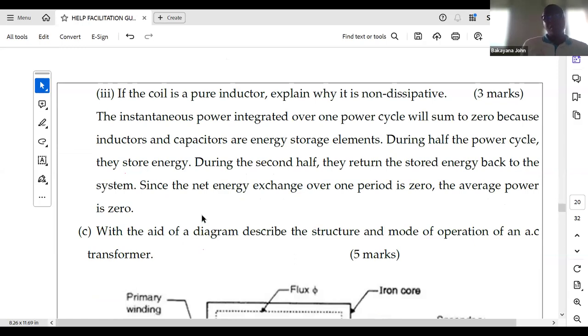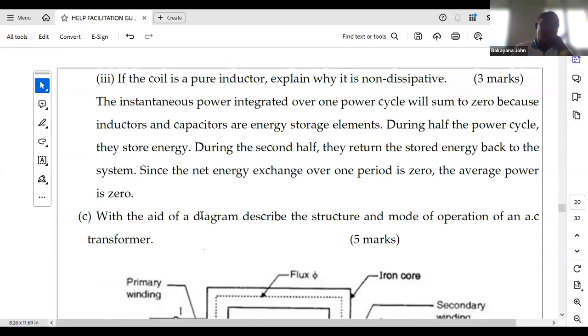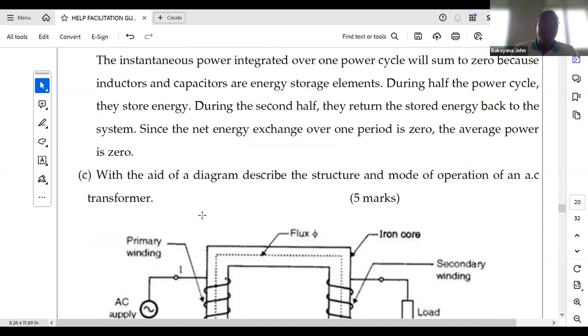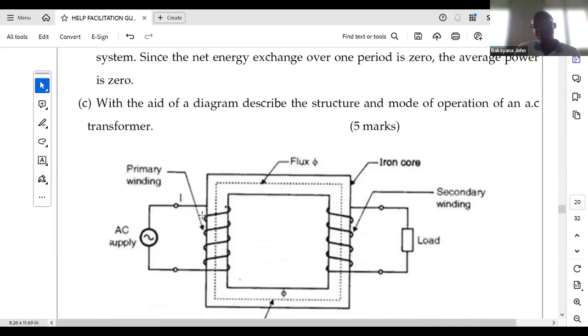For example, why is a coil said to be a pure inductor? The reason is very simple: when it is connected to the AC source, as current is flowing, energy is stored in the magnetic field, and in the subsequent quarters of the cycle, energy is released. I will share that one, I think. And then we heard about the transformer. Since it is time, allow me to stop here, and then maybe some comments.